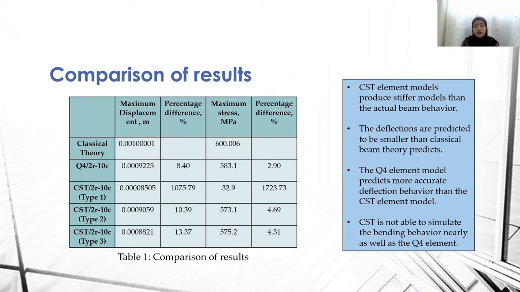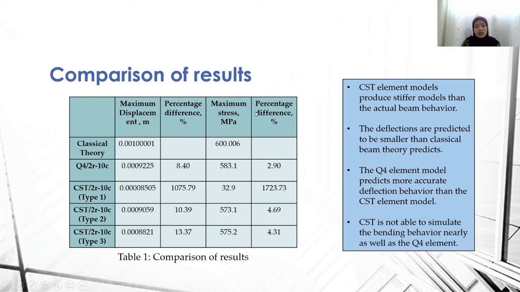The Q4 element model predicts more accurate deflection behavior than the CST model, and the CST model is not able to simulate the bending behavior nearly as well as the Q4 element. That's the reason why the percentage difference for maximum displacement and the percentage difference for maximum stress of Q4 2 row and 10 column are the smallest.